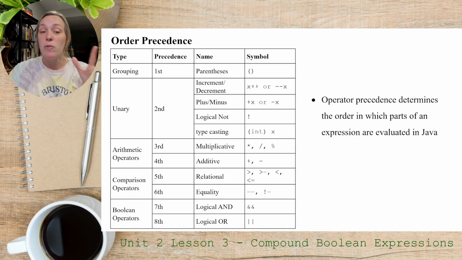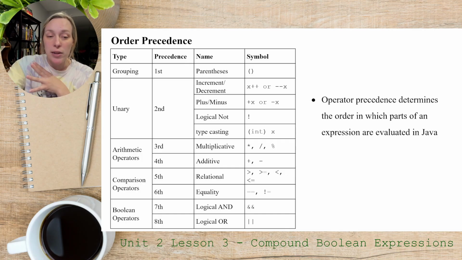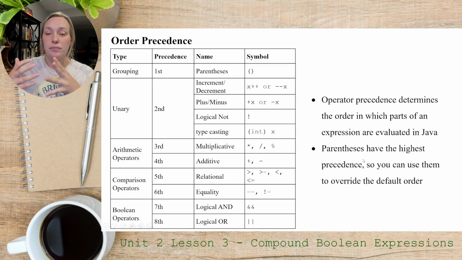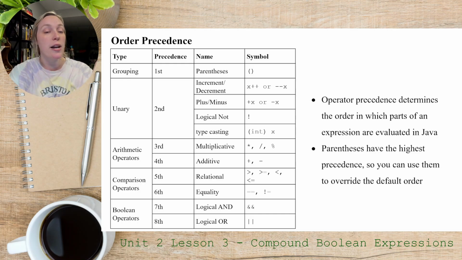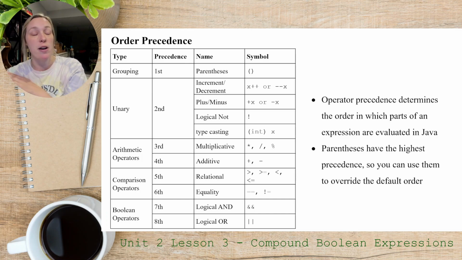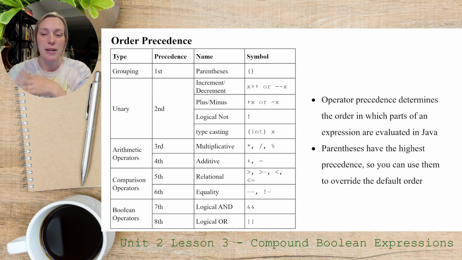Okay. Now within these, like the relational operators, all of those have the same precedence. So they're evaluated from left to right. Kind of like how if you run into addition and subtraction in the same expression, you evaluate from left to right. Okay, same kind of thing here. Remember, parentheses always have the highest order precedence. So you can use them to override any of these orders here.